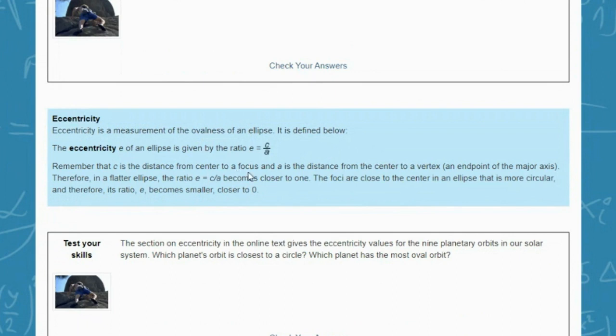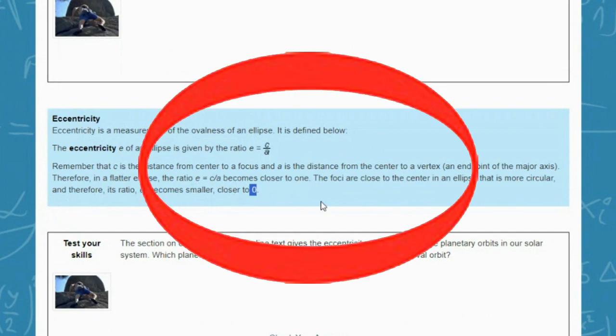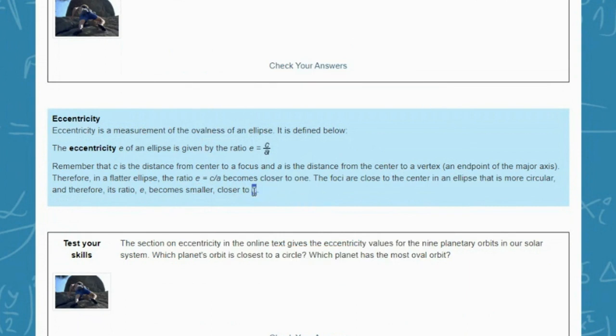C is the distance from the center to a focus, and a is the distance from the center to a vertex. So in a flatter ellipse, that ratio of c divided by a becomes closer to 1. Because if the foci are close to the center of an ellipse, it's more circular. So if the foci are closer to the center, it gets closer to 0. So the closer to 1 that ratio is, the skinnier it'll be, stretched out further, right? And the closer it is to 0, the more it looks like a circle. So we actually have a little equation just to figure it out. If you know a and c, you can figure out, is this going to be close to a circle, or is it going to be closer to a really stretched out oval?